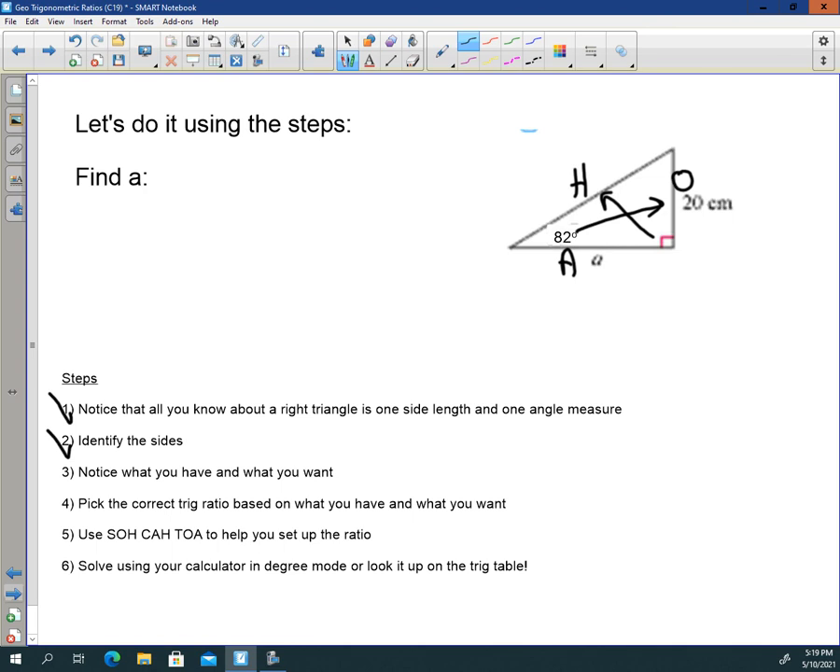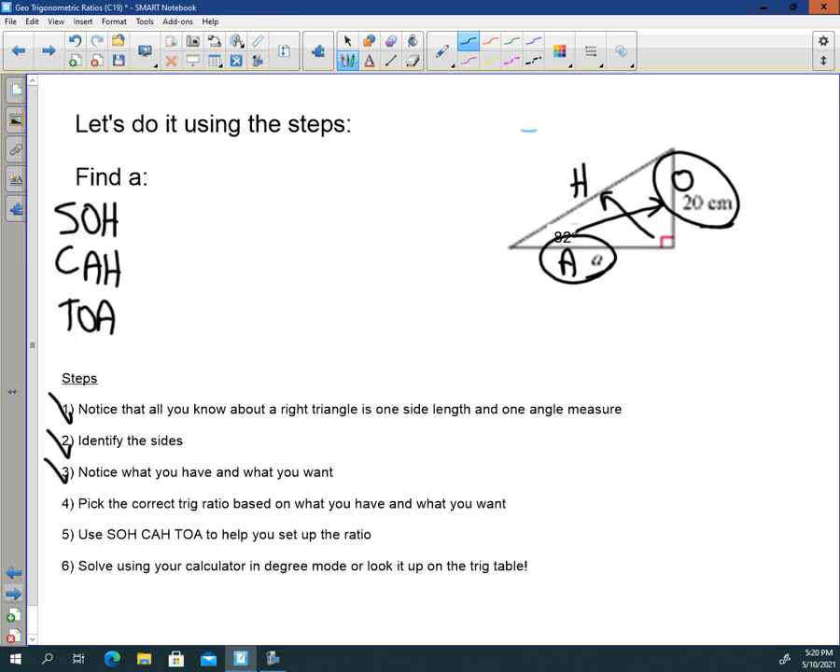Now we're going to notice what we have and what we want. We have the opposite side. We want the adjacent side. So we've noticed what we have and what we want. Now we're going to pick the correct trig ratio based on that. So we know that there are three trig ratios: the sine, the cosine, and the tangent. And we can remember them by remembering SO, CA, TOA.